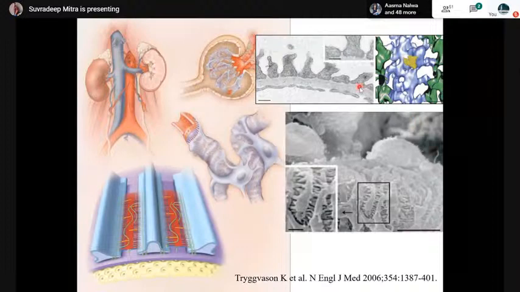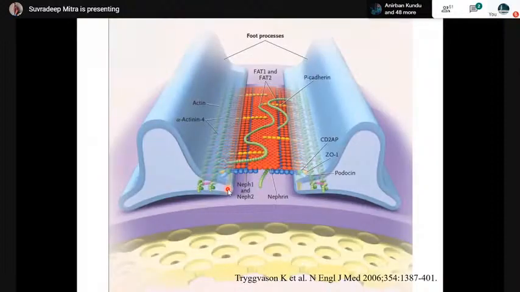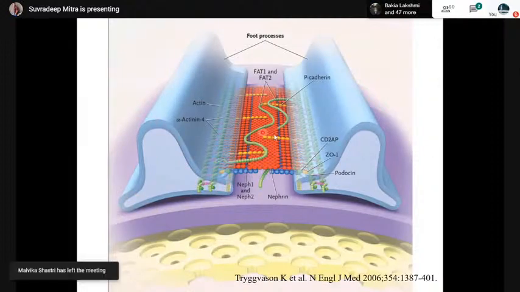And this stays somewhere here. If you see this in between the foot processes, this filtration diaphragm or slit diaphragm stays interdigitated. I will show in greater detail. So this schematic diagram is also taken from the same article. If you see that this is the foot process of the visceral podocytes, and this is the filtration diaphragm.